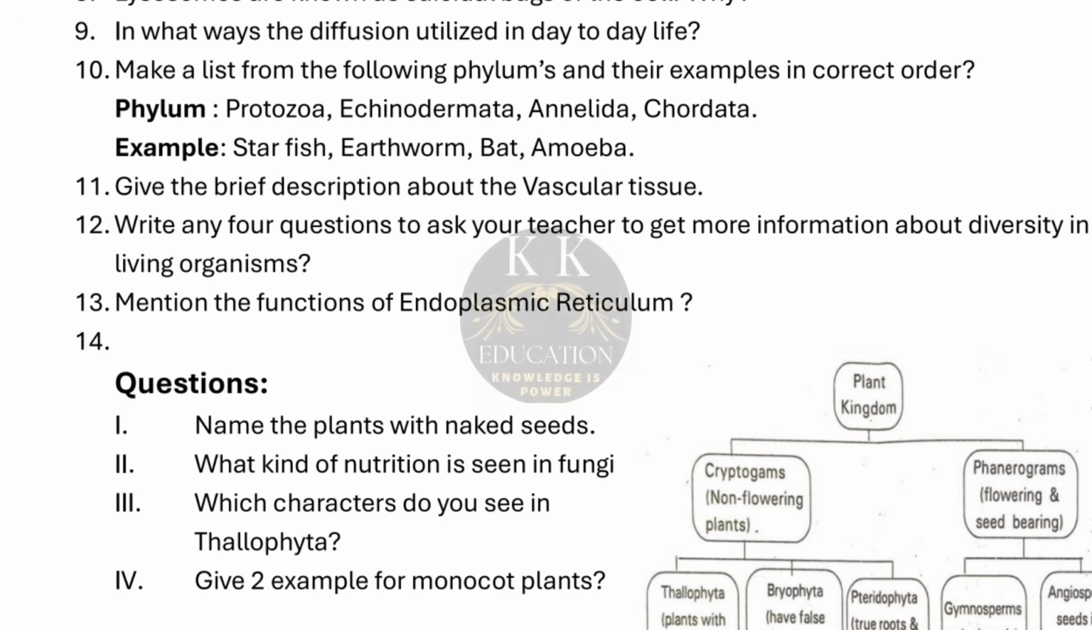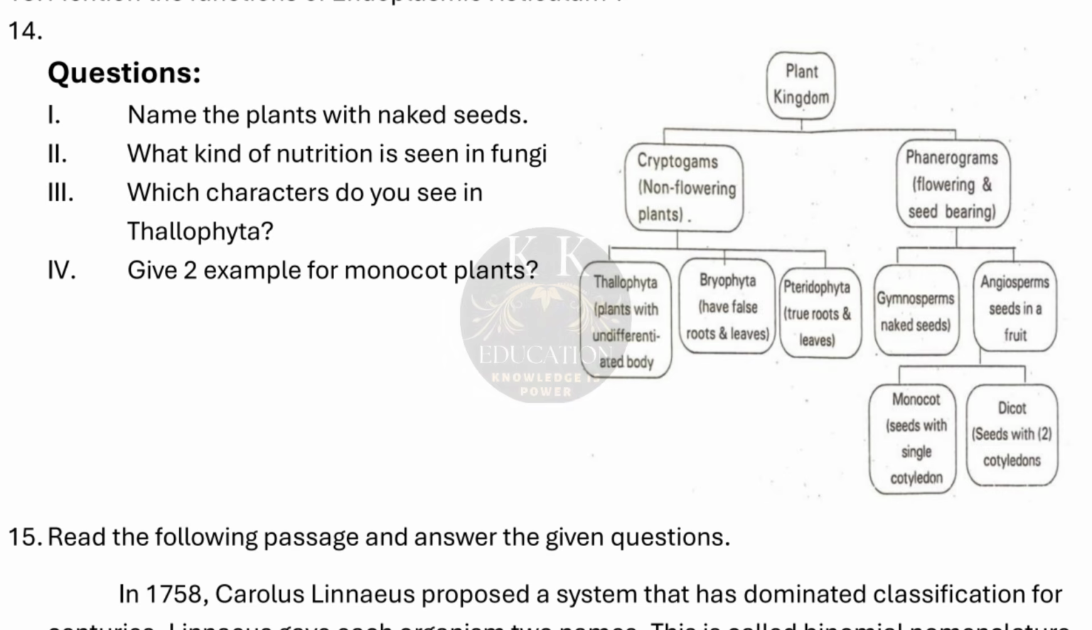14th question, here one diagram is given to you. Observe it and answer the questions. Questions are given. First one, name the plants with naked seeds. Second one, what kind of nutrition is seen in fungi? Third one, which characters do you see in Thallophyta? And fourth one, give 2 examples for monocot plants.